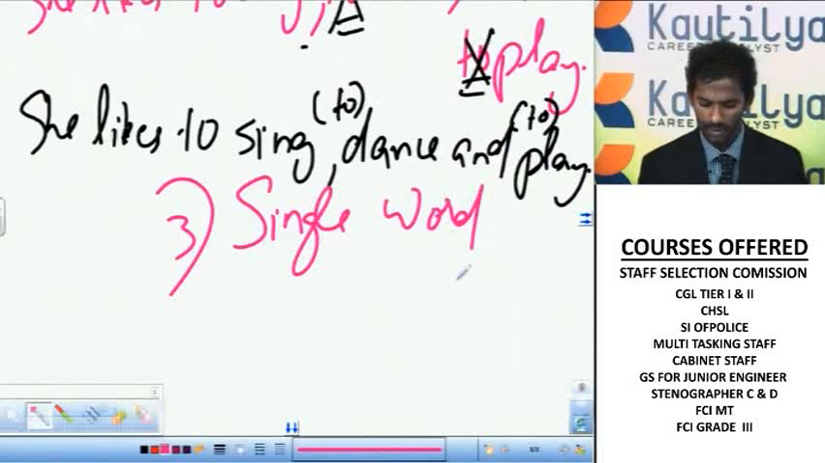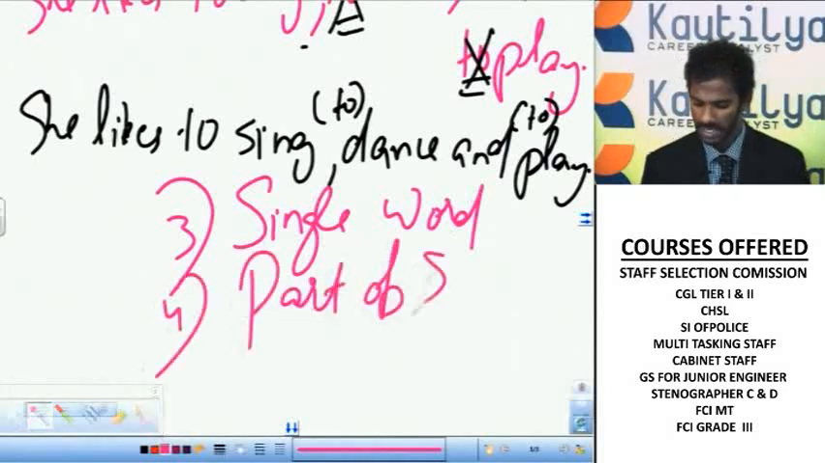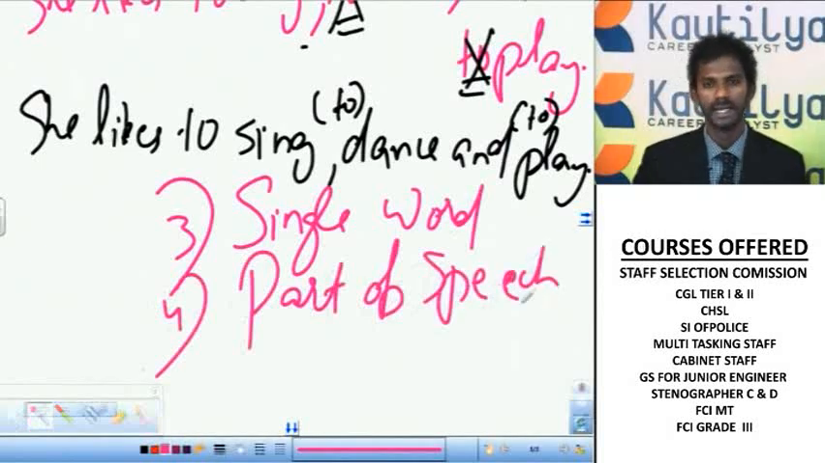And the fourth concept is part of speech. Now we discussed parts of speech last class: nouns, pronouns, adjectives, verbs, adverbs, prepositions, conjunctions, interjections, right? So the third concept is single word and the fourth concept is part of speech. As I discussed with you last class, one word can be used in different parts of speech. Sometimes a word can be a noun, sometimes an adjective, sometimes a verb.